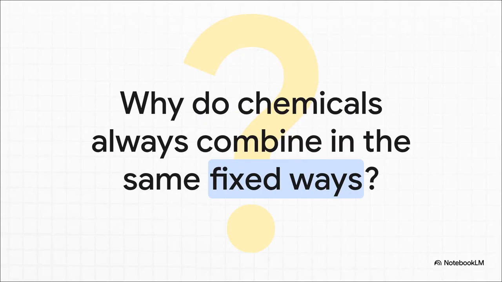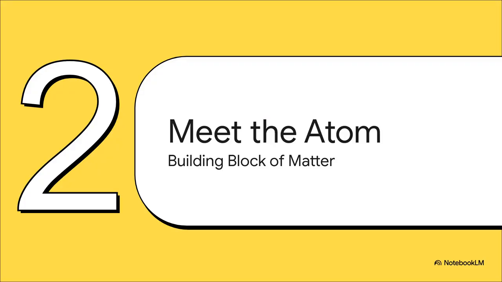So, these laws were like important clues, and they led scientists to ask a very, very big question. Why? Why do these rules exist? What is actually happening at a deeper level that forces chemicals to always combine in these same fixed ways? There had to be an underlying reason. And the answer to that big question lies in a single, incredibly tiny particle. And that particle, students, is the atom.